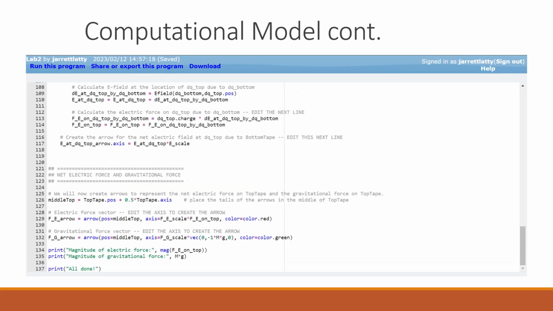The final part is simply making a couple of visual aids for the computational model, including an arrow for our net electric force, all of our individual electric forces, and our gravity force, and then just printing the magnitude of our electrical force and the magnitude of our gravitational force.